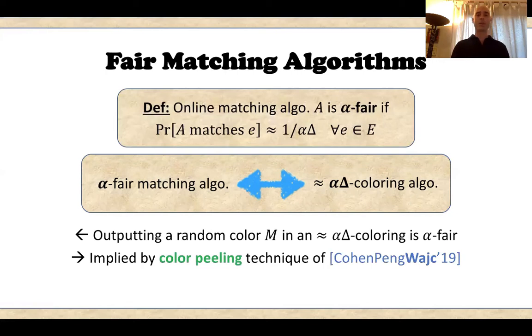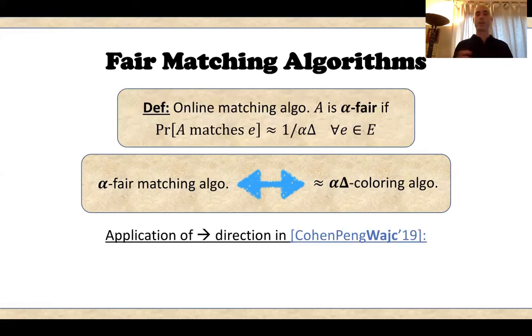The opposite direction is a little more involved. We'll refer to this as the color peeling technique introduced in our work in FOCS 19. But for now, let's just take this at face value. If you have an alpha fair matching algorithm, then you get a roughly alpha delta coloring algorithm.